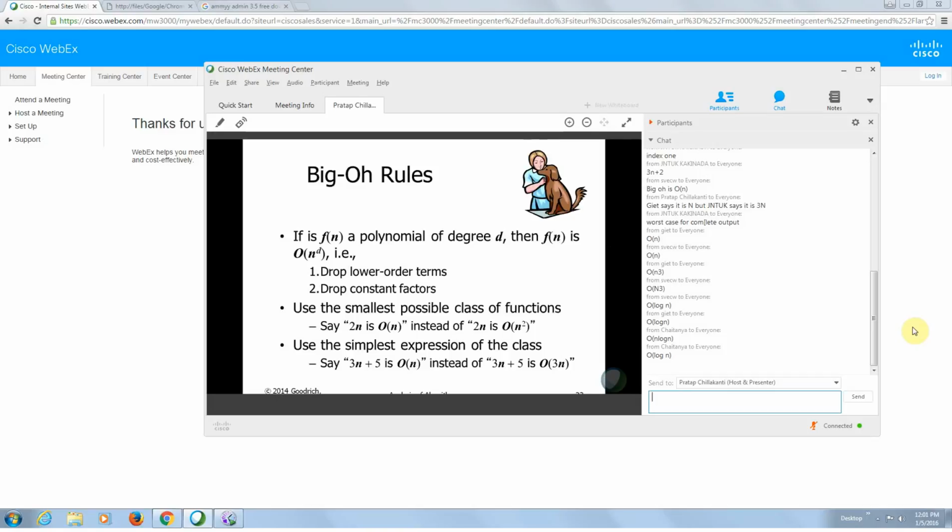So here are some additional rules on that, right? If f(n) is a polynomial of degree d, then f(n) is of the order of n^d. That's what we did, right? We dropped the lower order terms and then we removed the constant factors. Now, interestingly, one of the things that you have to do here is use the smallest possible class of functions. That means if you have 2n, 2n is of order of n, instead of calling 2n is the order of n squared.